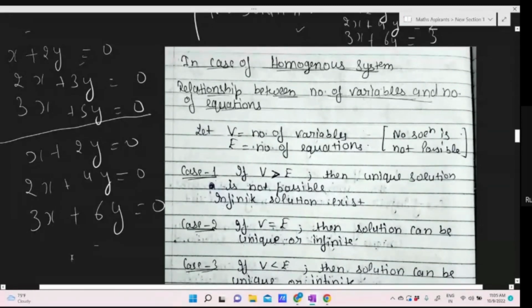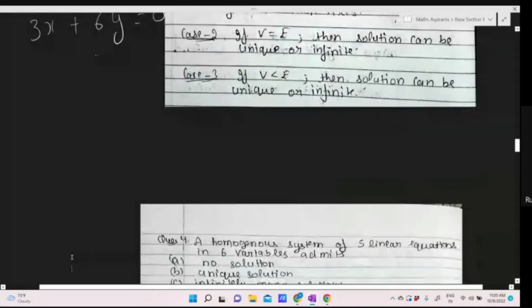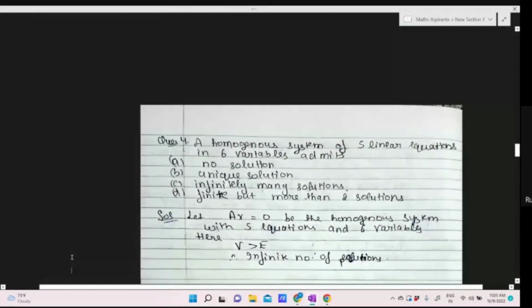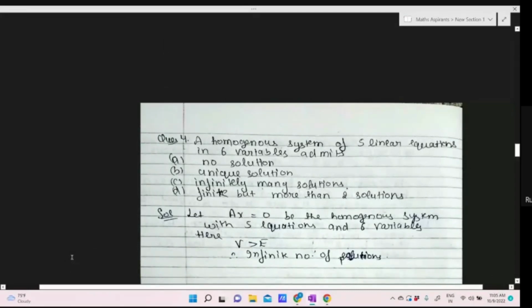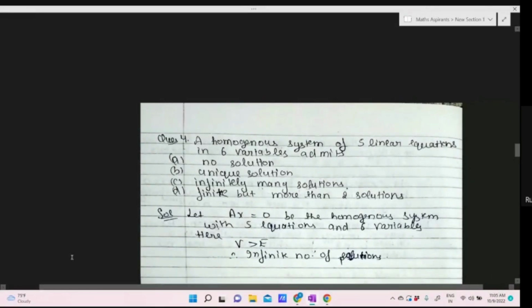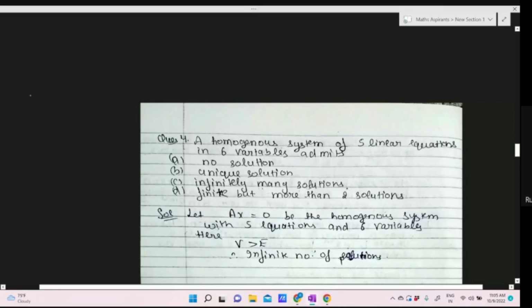Now, based on these results, we will discuss some questions. First question: a homogeneous system of 5 linear equations in 6 variables admits no solution, unique solution, infinitely many solutions, or finitely many but more than 2 solutions. Here you can see that the number of variables is 6, and the number of equations is 5. The number of variables is strictly greater than the number of equations.